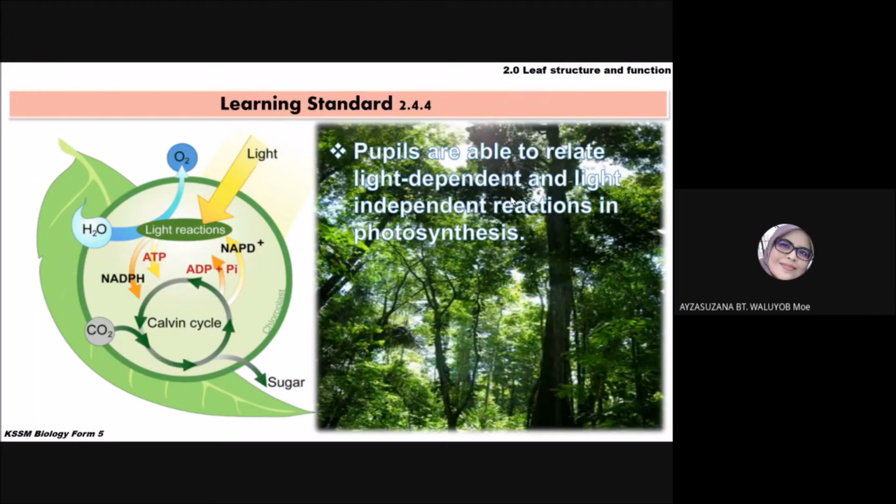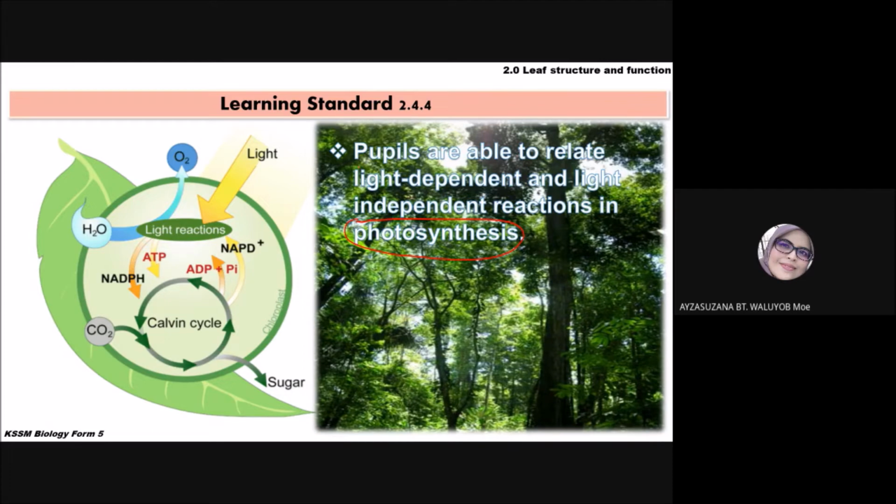Okay. Right. So, tadi kita dah habis kepada the structure of the chloroplast, where the chloroplast is the site of photosynthesis. Now, we are going to learn what are the mechanism or process that occur inside the chloroplast. Kita dah tahu proses yang berlaku di dalam chloroplast adalah photosynthesis. Okay, so photosynthesis is dividing into two stages.